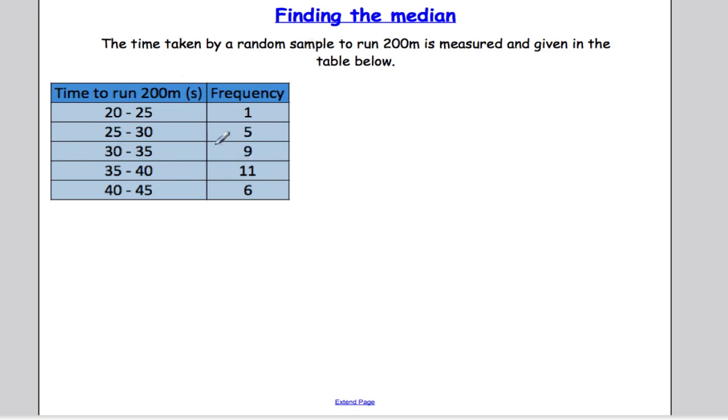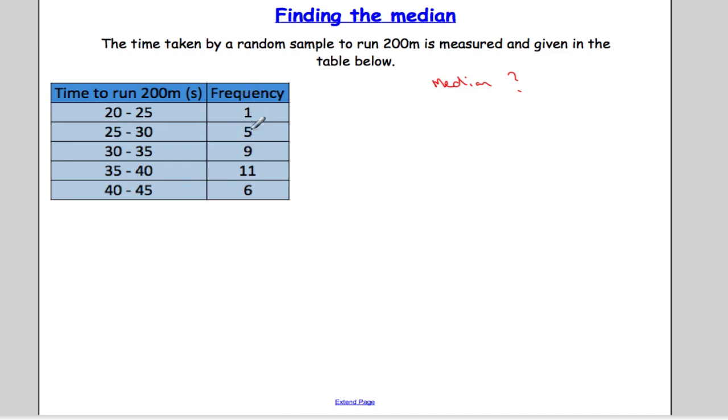So again, we've got a random sample of people who ran 200 meters, and we have the frequency table given here. We need to find the median. So the first thing I want to know is, where is the median? So what person would be the median? Okay, and now as we know, the median is the middle person. So let's actually see how many people there are and then work out which person is halfway in between.